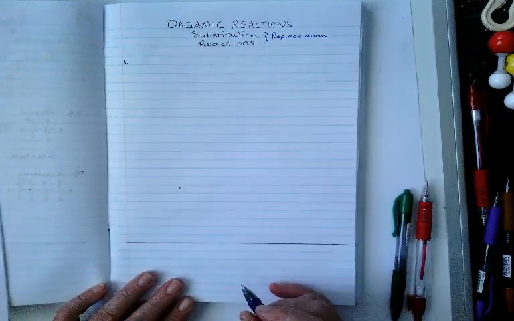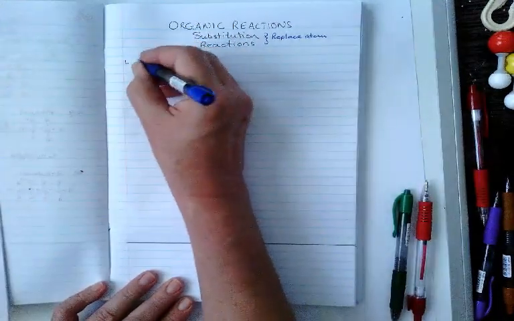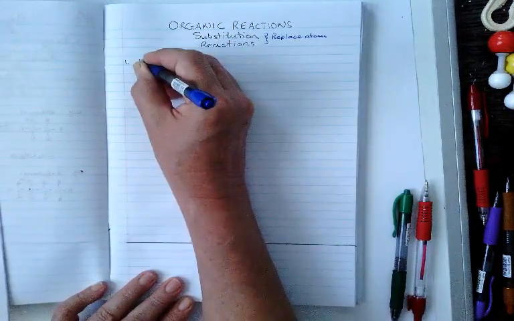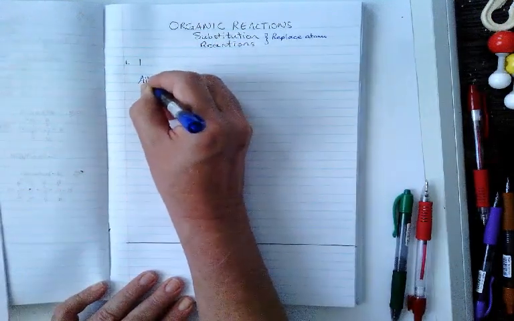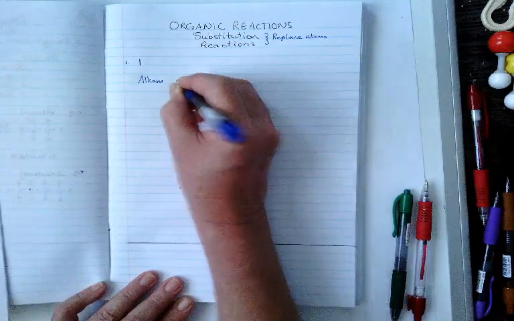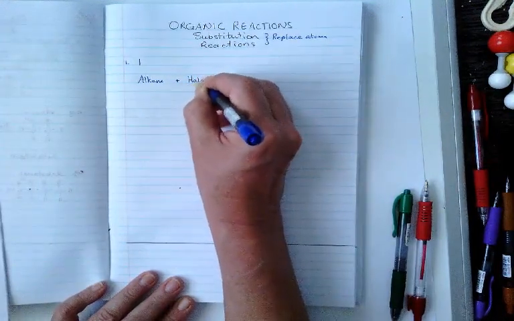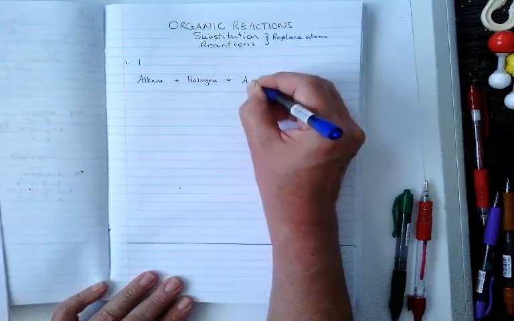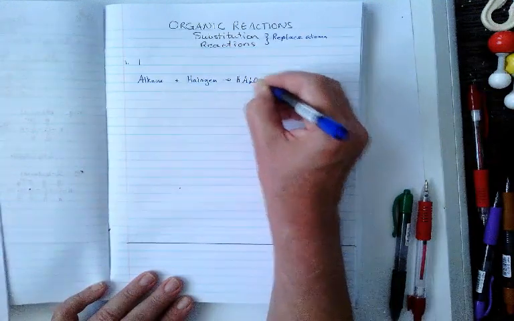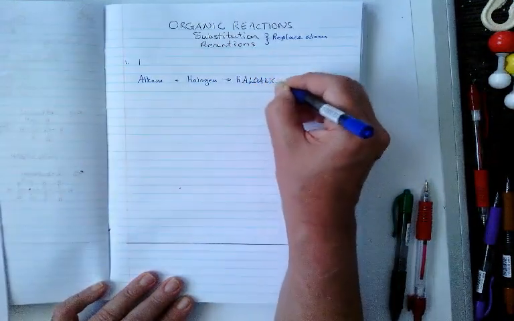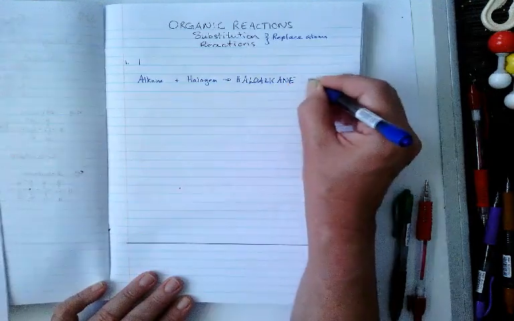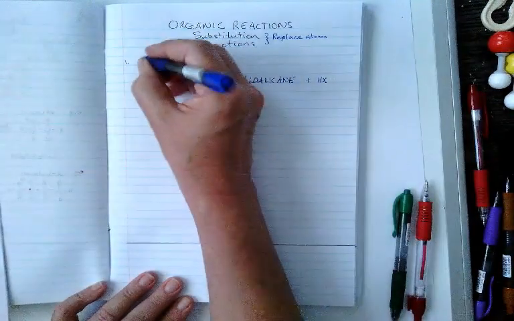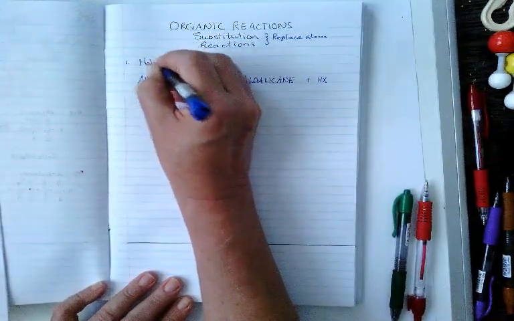So my first substitution reaction that we will be looking at is the reaction where an alkane reacts with a halogen to form a haloalkane and the hydrogen halide. This reaction is called halogenation.